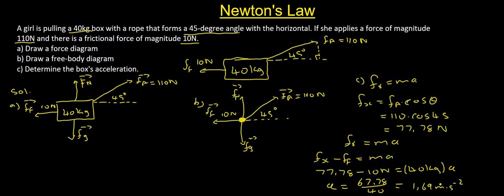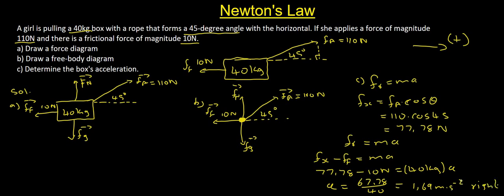So what we're supposed to do is choose a direction. Let's set our direction to the right as positive. Since the acceleration is a vector, it must have both magnitude and direction. Then we say it is 1.69 to the right, since our answer is positive.